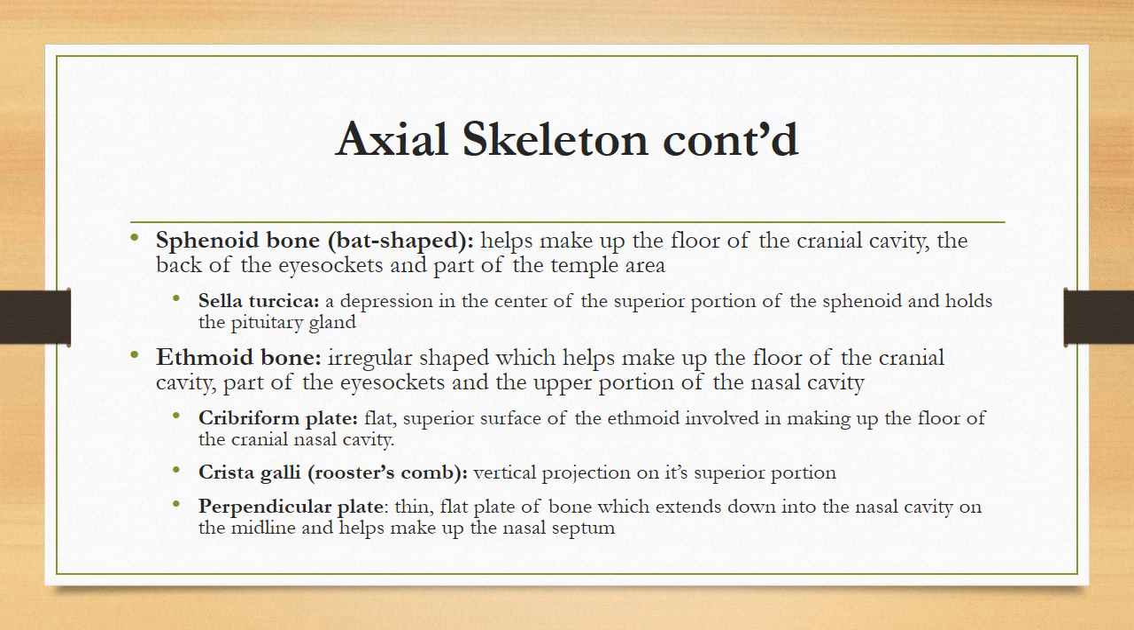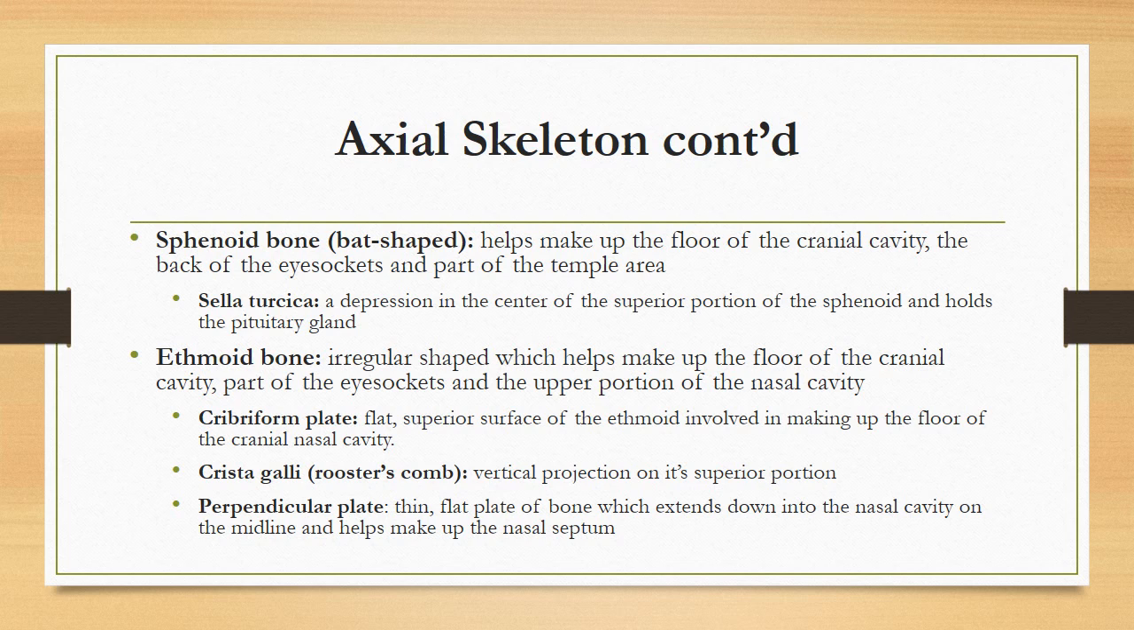You also have your ethmoid bone, and it's an irregular shape which helps make up the floor of the cranial cavity. So both of these help make up the floor of the cranial cavity, but this is part of the eye socket and the upper part of the nasal cavity. So that is the difference. This is the upper portion of the nasal, and this is part of the temporal.